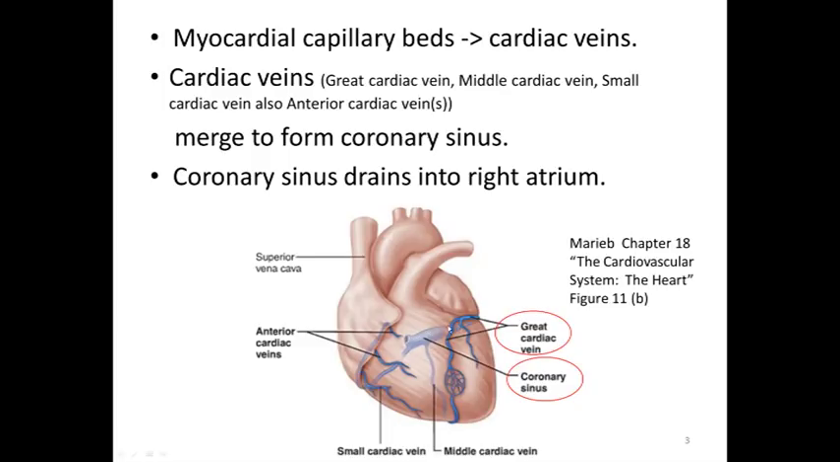A sinus is just a big space, so they're all merging into this big space before they all drain into the right atrium. From the right atrium into the right ventricle and around to the lungs again to exchange carbon dioxide for oxygen. And that's the end of this presentation.